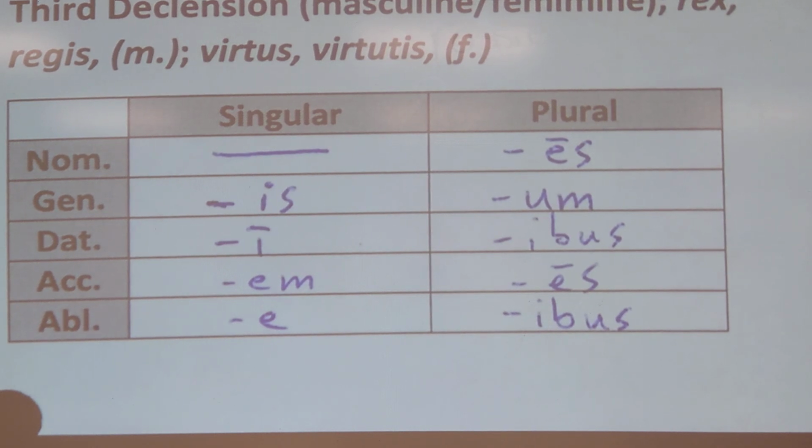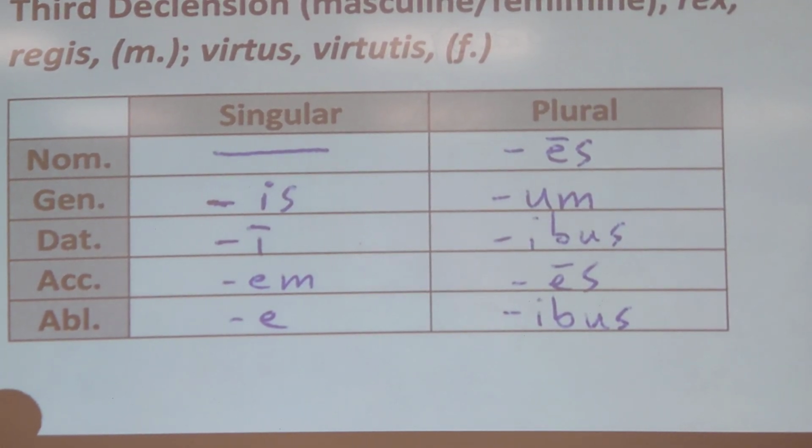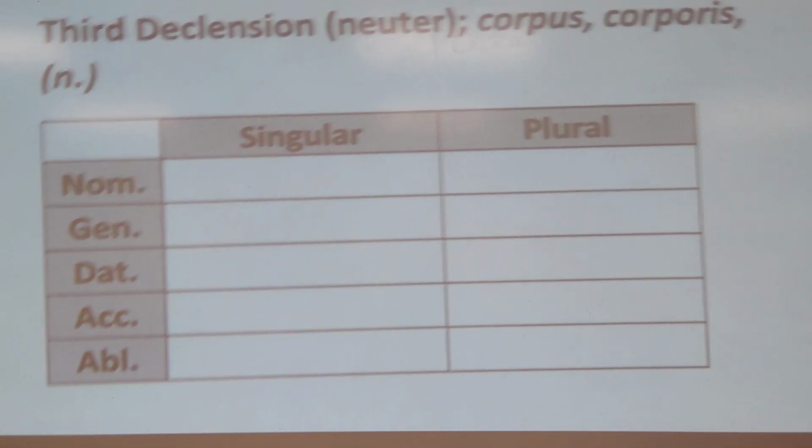Okay, so that's third declension masculine and feminine. They look exactly the same as far as their endings go. You just have to memorize the vocab term and the gender of the noun. But there's also another category, third declension neuter.